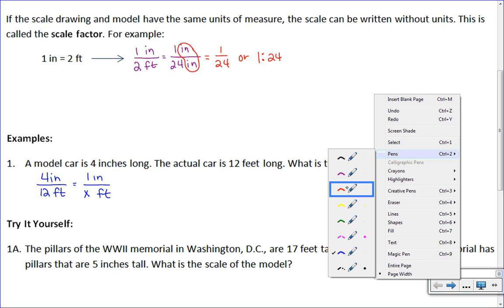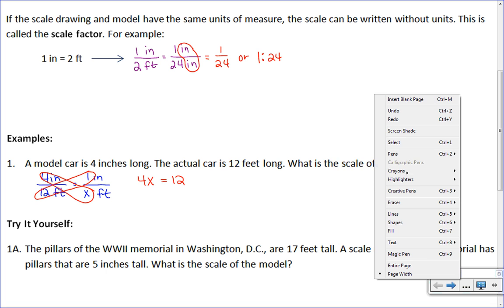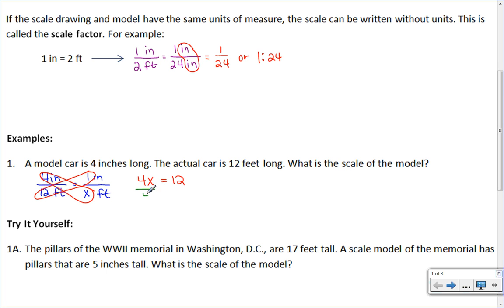And then we'll use cross products just like we did in the last section to go ahead and solve this for x. So we'll multiply those two, and we get 4x. And multiply these two, and we get 12. And then we will divide both sides by 4. And we should get that x is equal to 3. So what is the scale of the model? Well, 1 inch in the model is equal to 3 feet in the actual car. So that is the scale of the model.